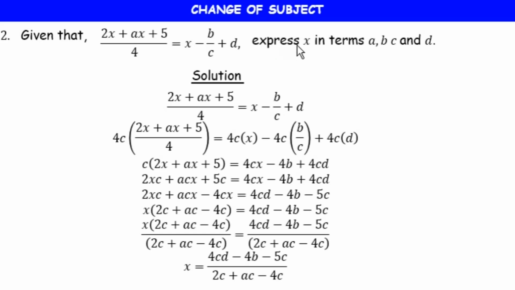So you are seeing "express x in terms of a, b, c, and d", meaning that when you look at this expression here, we have x, we have a, we have b, we have c, we have d, but then we are asking you to express x in terms of, meaning that in the end you are supposed to have x is equal to something, right? So x is equal to an expression that contains all these other variables, right? So this is another way of you being asked to make x the subject.